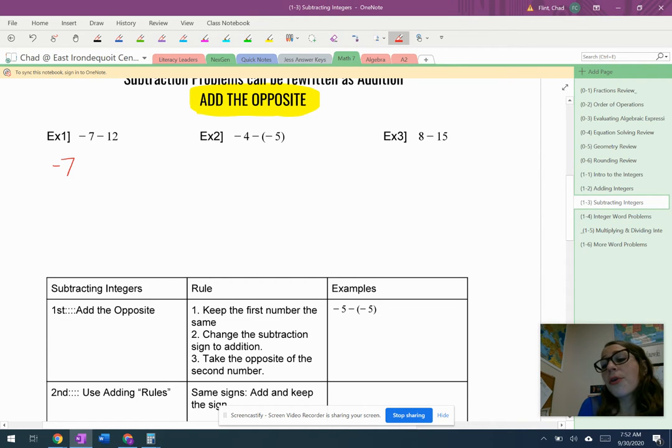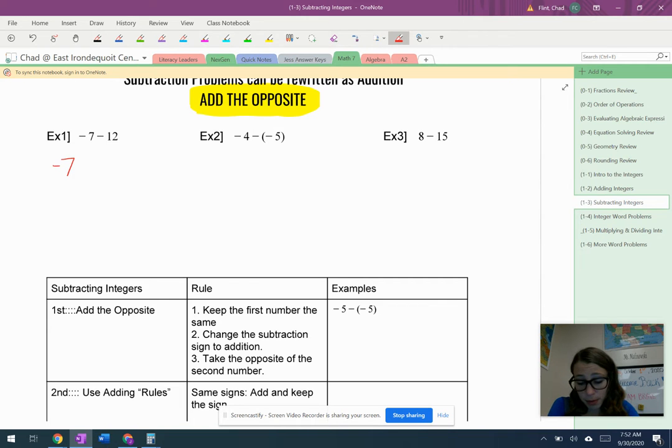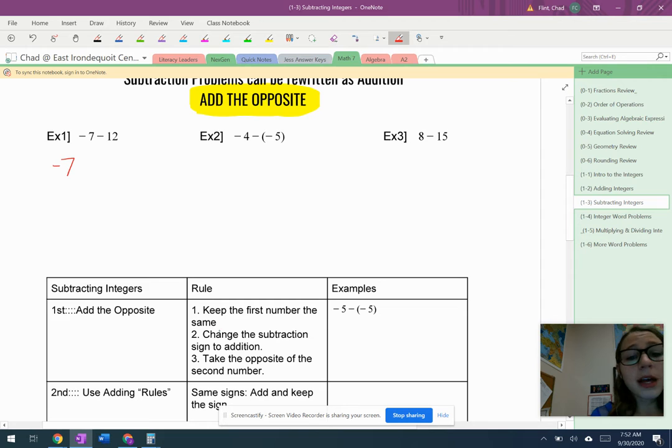And keep in mind, on your homework, I ask you to rewrite the subtraction problems as addition to show work. So that is how you're going to show me your work for these problems. So please make sure that you're doing that. So -7, okay? Change the subtraction sign to addition. I like to draw a little arrow from it because then it reminds me that I used it already.